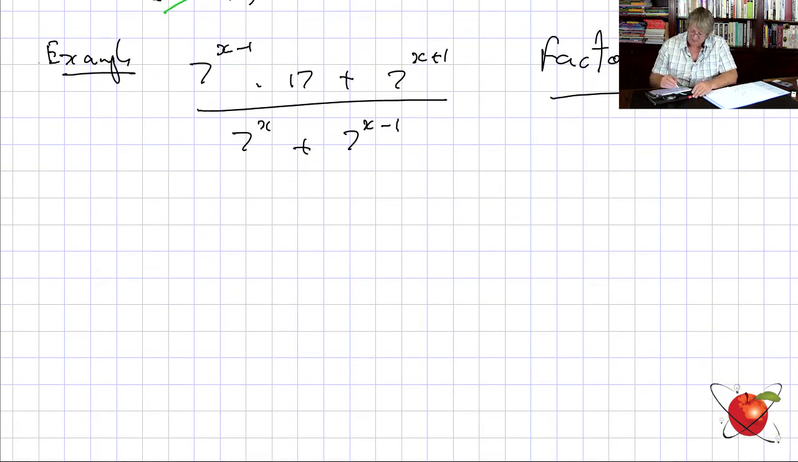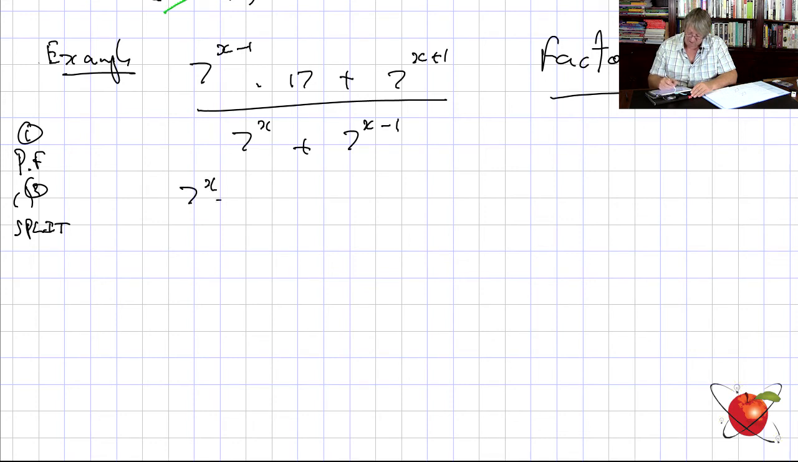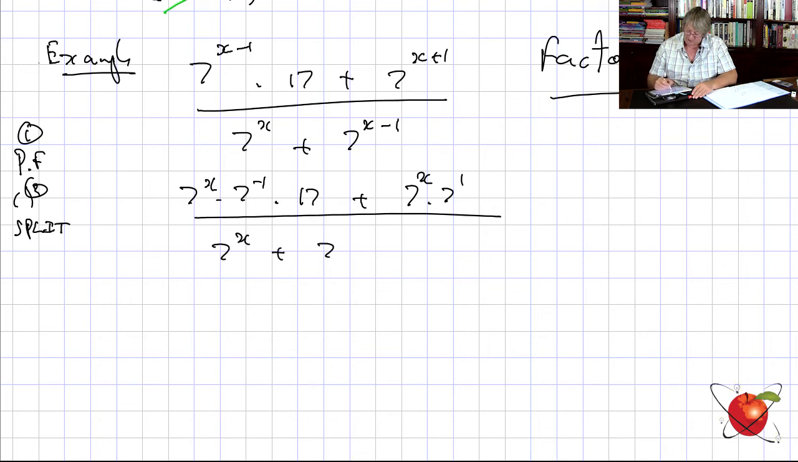Okay, 7. Let's first of all do prime factors. Step 1 is prime factors. They are all prime factors, so we don't do it. Step 2 is, okay, multiply out brackets. Don't need to do that either, because we don't have any. Step 3 was split. Right? Let's split. 7 to the power of x, 7 to the minus 1, multiplied by 17, plus 7 to the power of x, 7 to the 1, over 7 to the x plus 7 to the x, 7 to the minus 1. Okay?